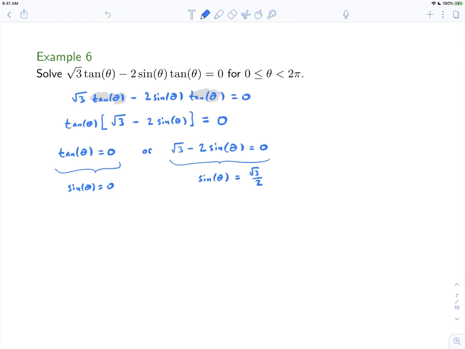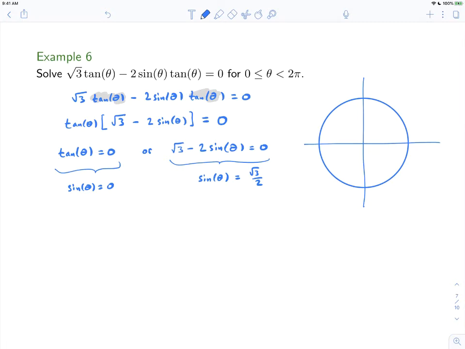Okay, so we want to find all of the angles theta such that sine of theta is equal to 0 or sine of theta is equal to the square root of 2 over 2, or excuse me, the square root of 3 over 2. So once again, we draw a unit circle. Again, make the unit circle your friend.